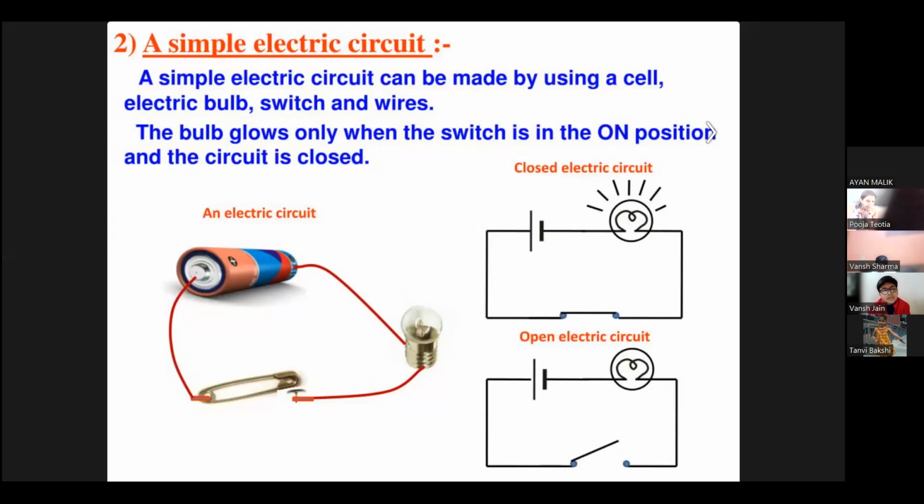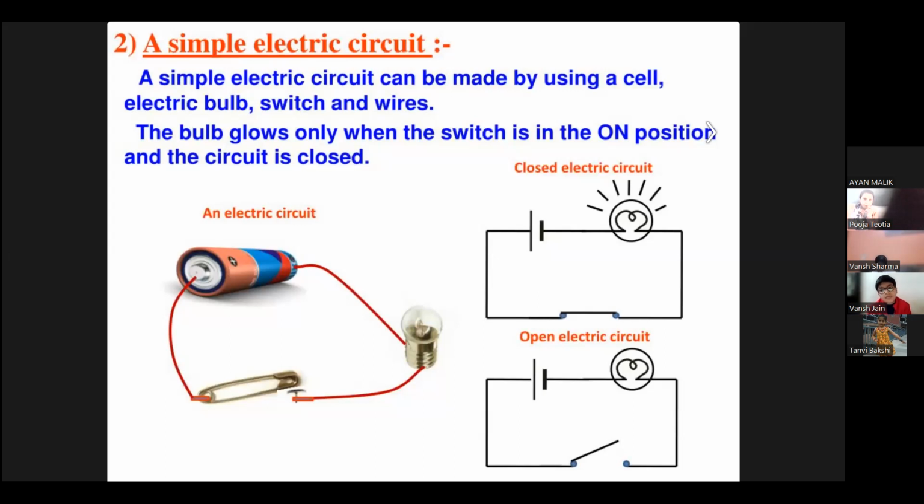Open circuit में क्या आएगा आपके पास? Switch will be open. ठीक है? Switch is open. It means current is flowing or not? No, current is not flowing. Current flow नहीं करेगा तो bulb, because one part is not connected properly. Yes. Okay. Next is the next one.